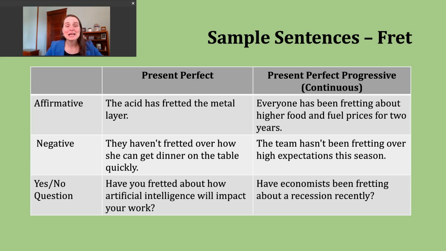Finally, let's look at making a yes or no question in the present perfect. To do this, I'll start with have or has, whichever form matches my subject. That subject comes next. Then you're going to see the participle form of the verb. Here's the last present perfect example. Have you fretted about how artificial intelligence will impact your work?